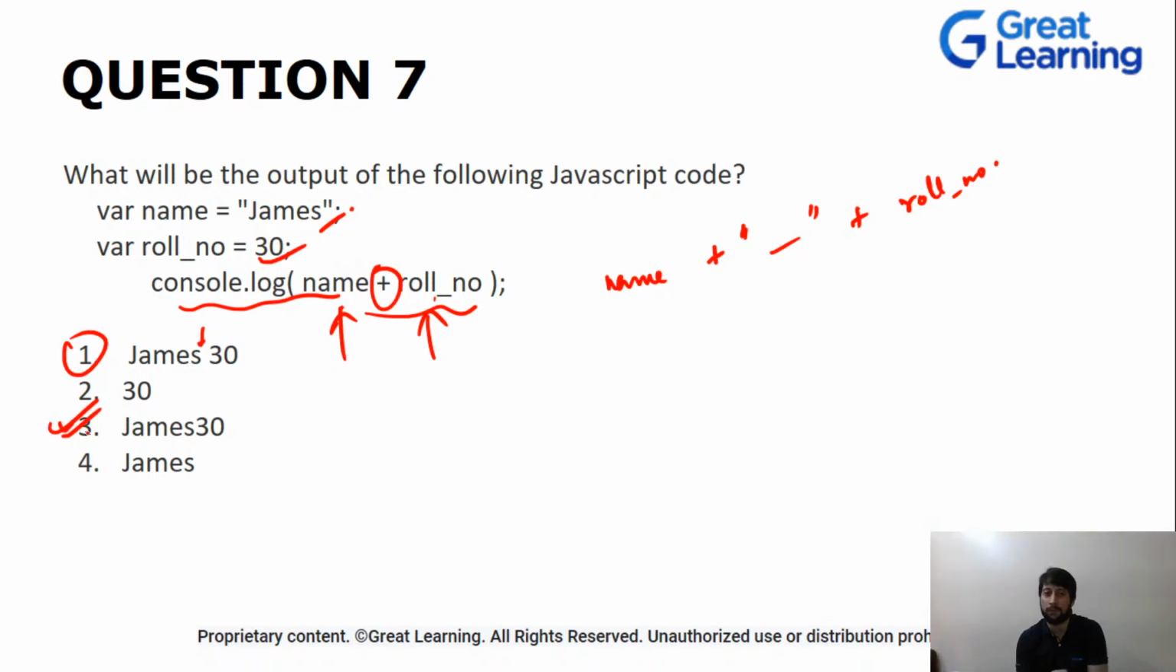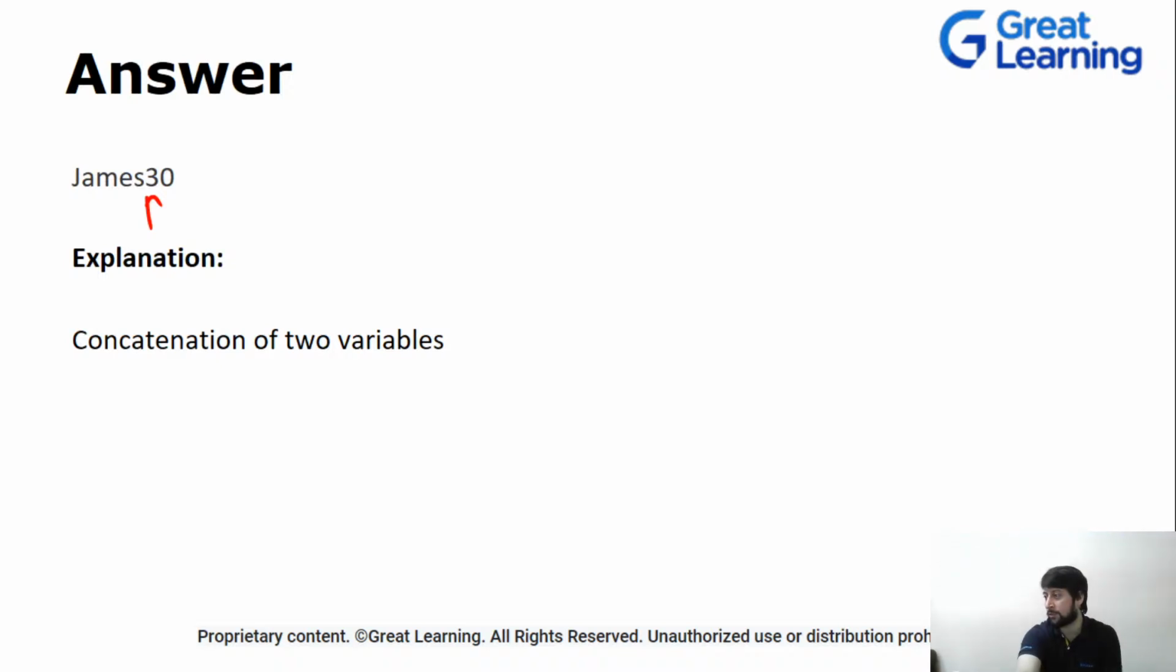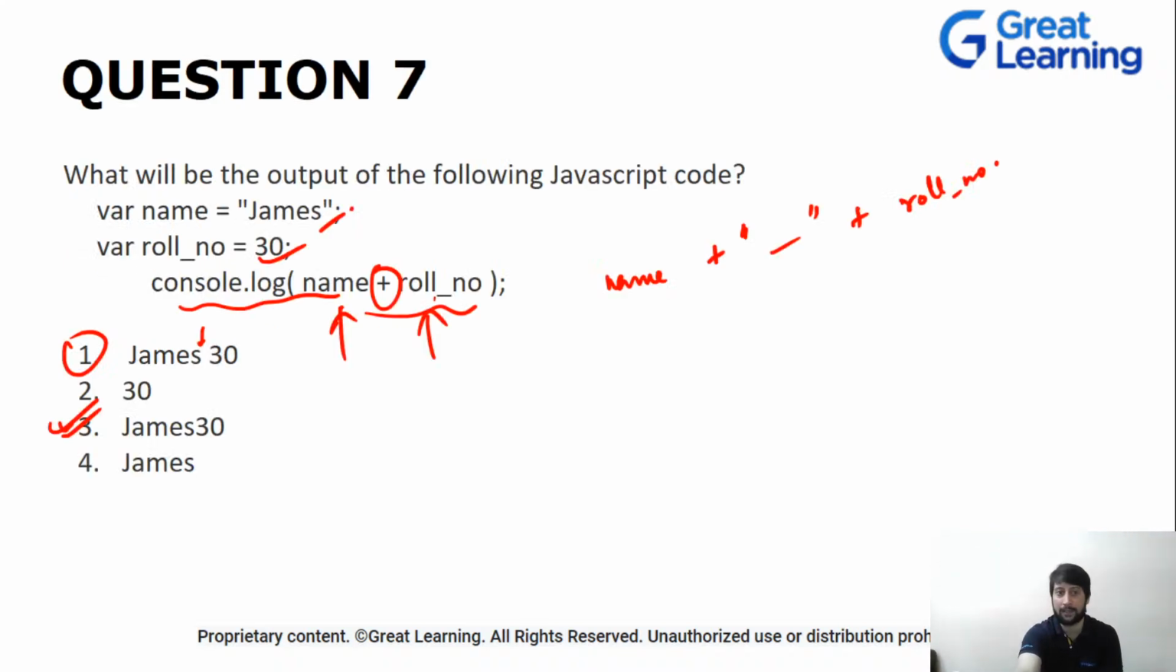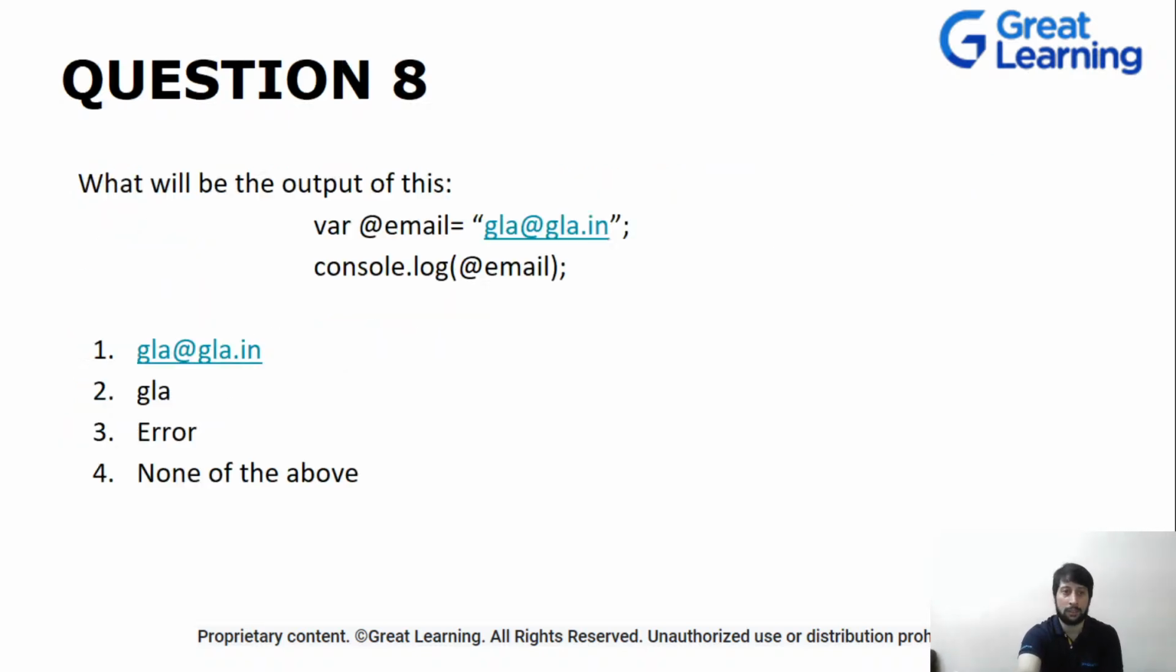So you just have to visualize the questions correctly, guys. This is the concatenation of two variables. Correct answer is 3. Now, what will be the output in this case? You have var @email and then gla @gla.in, and then you are trying to print that email. What will be the correct answer?